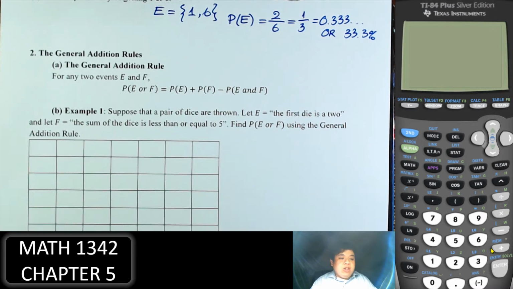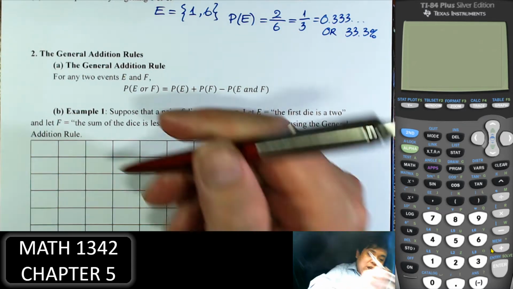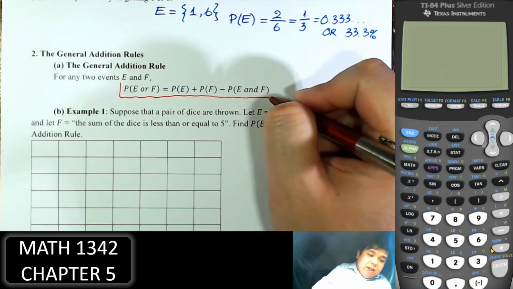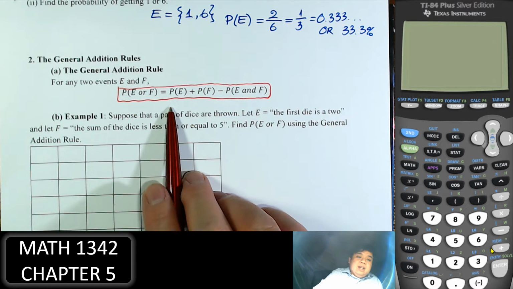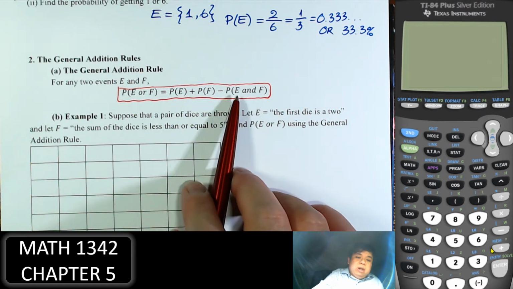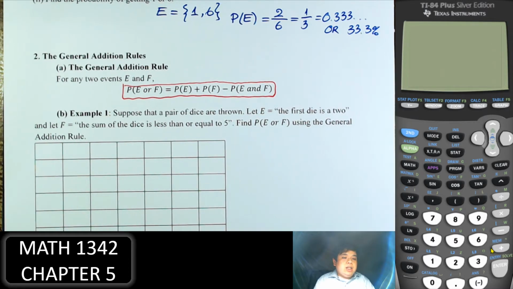Right. Next we have the general addition rule. For any 2 events, E and F, which could be disjoint or not, in general, the probability of getting E or F is equal to the probability of getting E plus the probability of getting F minus the probability of getting both. Here's an example. Suppose that a pair of dice are thrown. Let E be the event that the first die is a 2 and F be the event that the sum of the dice is less than or equal to 5. Find the probability using the general addition rule.